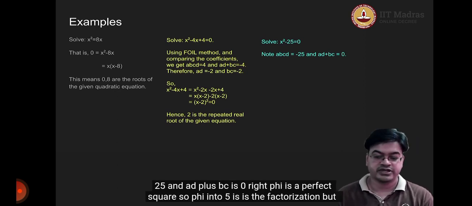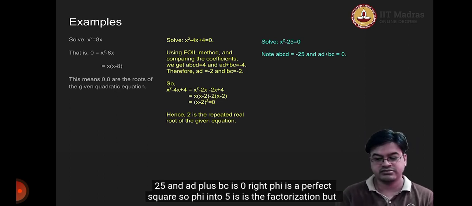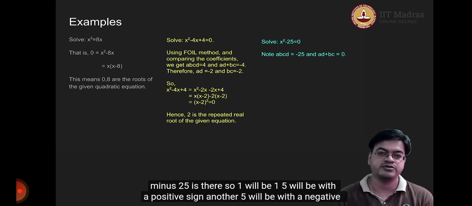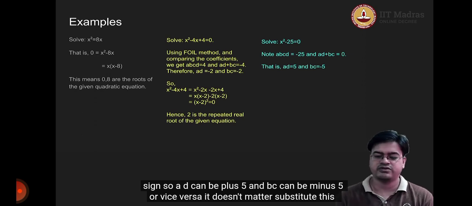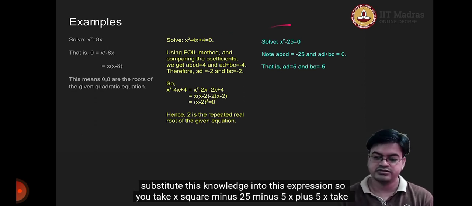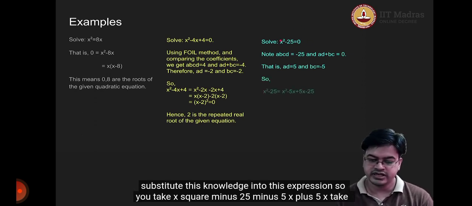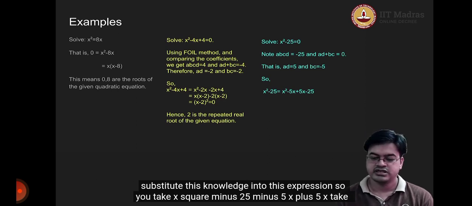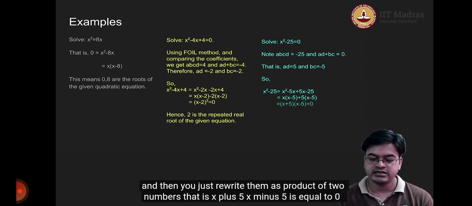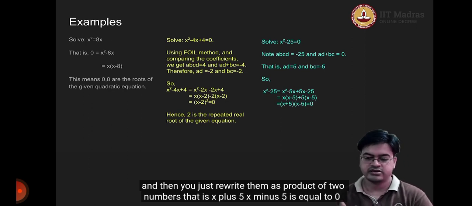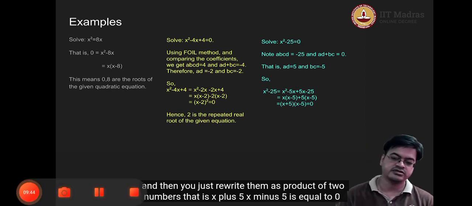Right? 25 is a perfect square, so 5 into 5 is the factorization, but minus 25 is there. So one 5 will be with a positive sign, another 5 will be with a negative sign. So AD can be plus 5 and BC can be minus 5 or vice versa. It doesn't matter. Substitute this knowledge into this expression. So you take x square minus 25 as x square minus 5x plus 5x minus 25, take out the greatest common factors, that is x and 5 respectively. You will get this kind of expression, and then you just rewrite them as product of two numbers, that is x plus 5, x minus 5 is equal to 0, and you have solved.